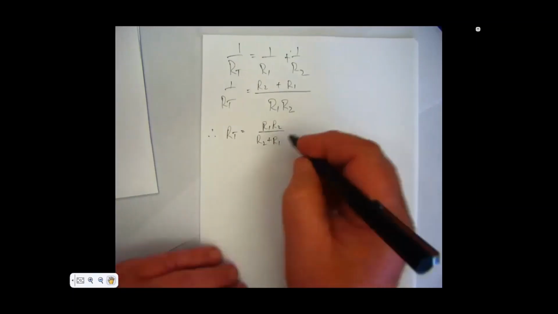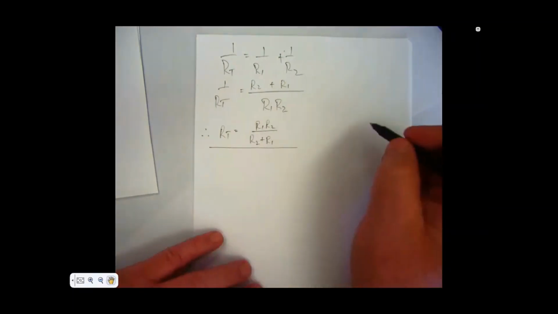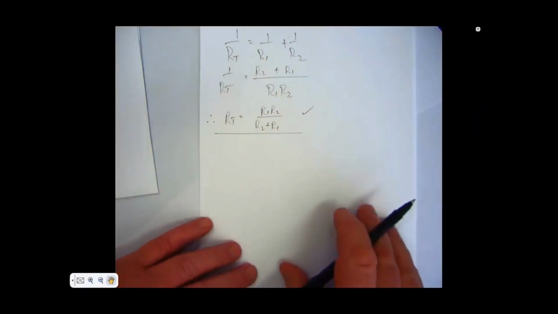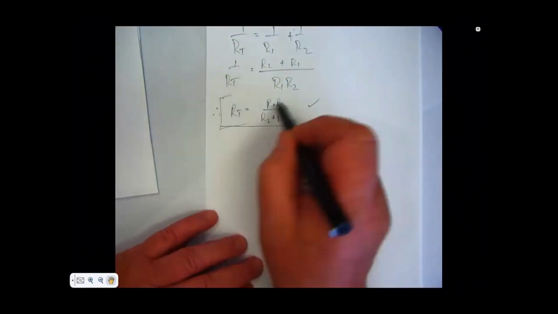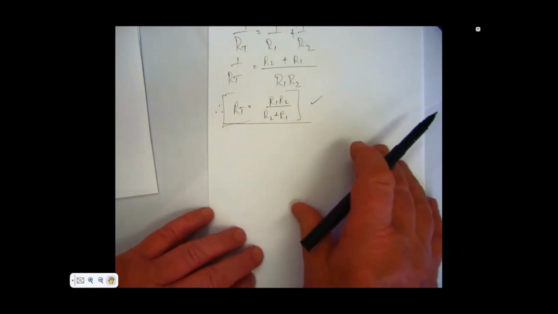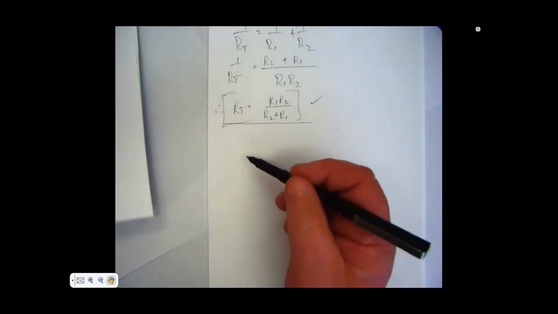Okay, now that's fine for two resistors. All right, nice and straightforward. Some people don't bother working through this, they just remember this, especially good if you're using it all the time. All right, you get used to it.